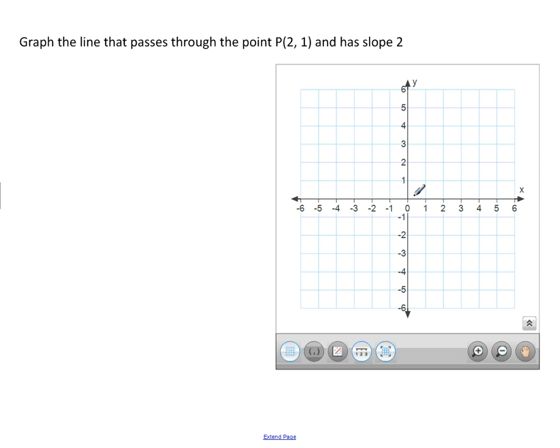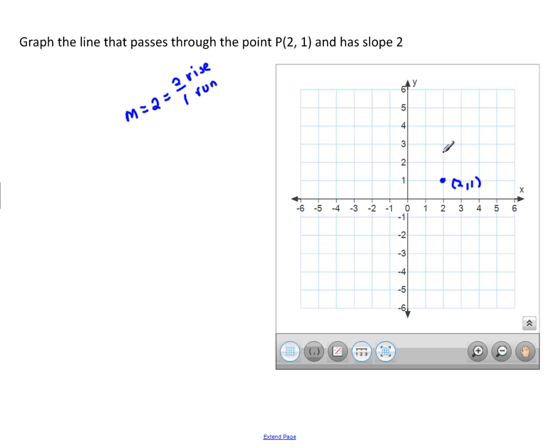Well, let's go to the point (2, 1), which is right here. Here's my coordinate, (2, 1). And the slope is 2. Now, if you get a whole number for a slope, we rewrite it in fractional form, 2 over 1, which means that our rise is 2 and our run has to be 1.